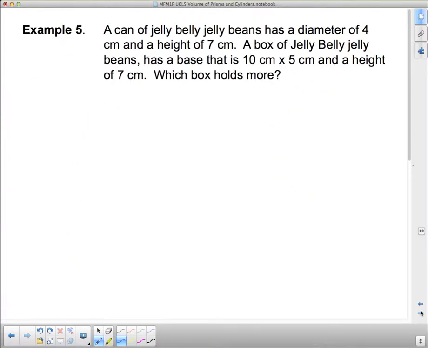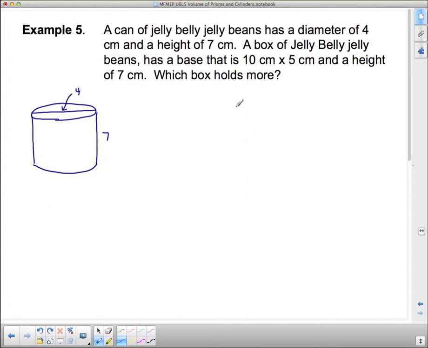Now, we got one more thing here. A can of Jelly Belly jelly beans has a diameter of 4 centimeters and a height of 7 centimeters. So we've got a can. I always like to draw these out when I start. I don't even read the whole thing first. We've got a can of Jelly Belly jelly beans. I'm going to draw a can. And it says its height is 7 and its diameter is 4. So that's 4 in diameter.